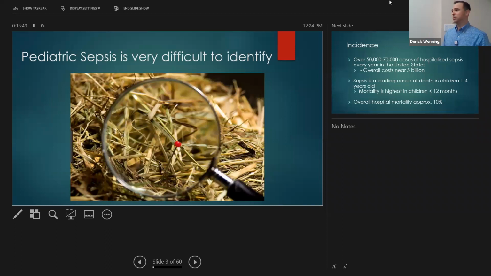So we're looking for needles, okay? Pediatric sepsis is not something that we really encounter on a daily basis. We see kids every day with fever, and we don't see kids with sepsis every day. So the problem is, what do we have to use that can help us identify these patients who are either at risk for sepsis or in early sepsis?